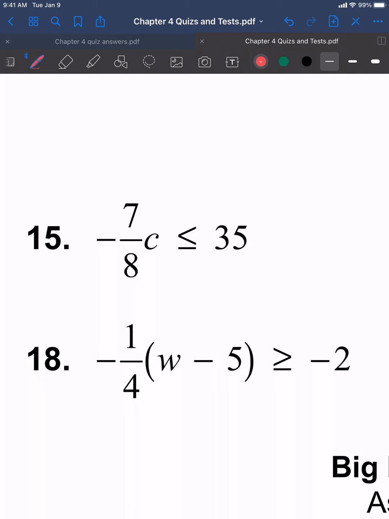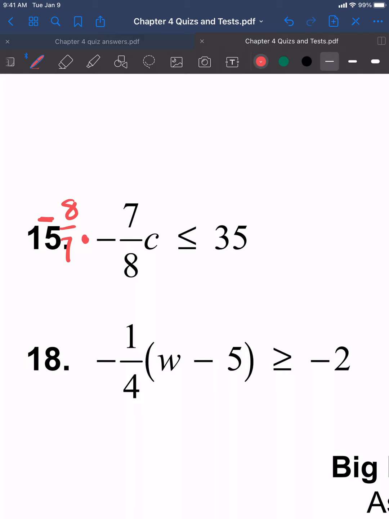So everybody, what's happening to c? It's being multiplied. Very good. When things are being multiplied by a fraction, how do I get rid of that? Multiply by the reciprocal. Can I multiply by the reciprocal? Yeah. I could divide it out, but it's just an extra step, right? So I'm going to multiply both sides by the reciprocal. What is the reciprocal? 8/7. What kind of 8/7? Negative.